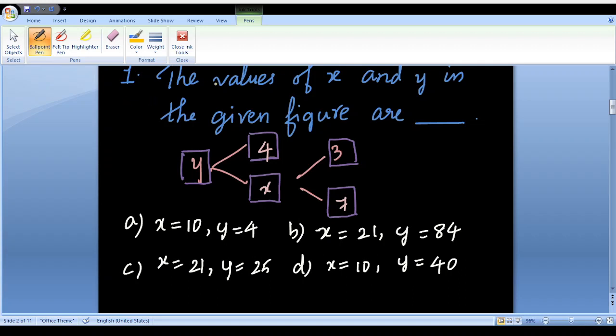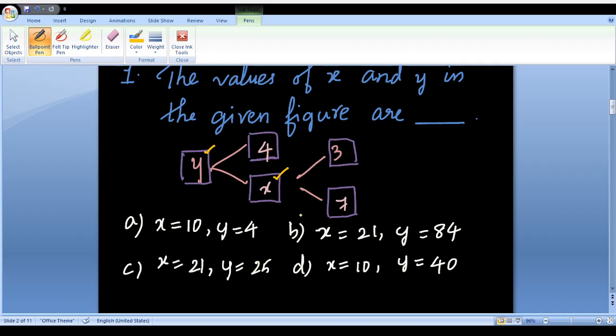So, question number 1, the values of x and y in the given figure are dash. We have to find what this x value is and what this y value is. And here are four options. Option A, x equal to 10, y equal to 4. Option B, x equal to 21, y equal to 84. Option C, x equal to 21, y equal to 25. Option D, x equal to 10 and y equal to 40.